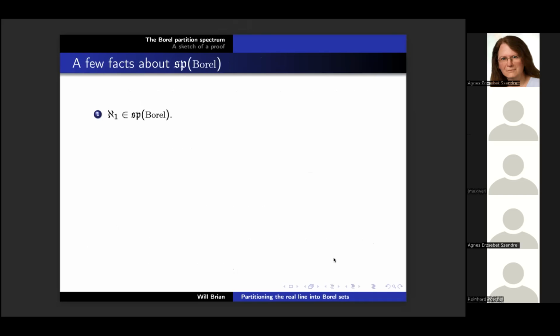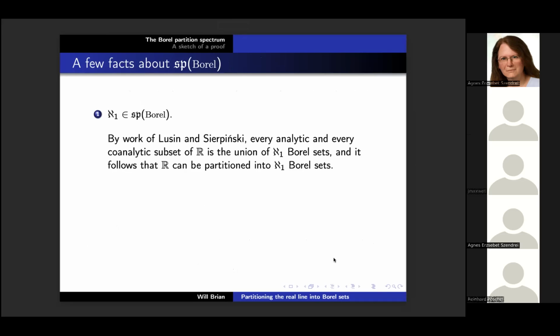Well, three facts. First of all, Aleph 1 is in the Borel partition spectrum. I had been attributing this fact to Hausdorff, because you can prove this using the existence of what are called Hausdorff gaps. But when I gave a talk about this work a few months ago, Cy Friedman was there, and he informed me that there's work of Luzin and Sierpinski predating Hausdorff's work by about 15 years that actually implies this already. So to get a partition of the real line into Aleph 1 Borel sets, you can first split it into an analytic and a co-analytic set. And each of those is the union of Aleph 1 Borel sets. And so you get a partition into Aleph 1 Borel sets that way.